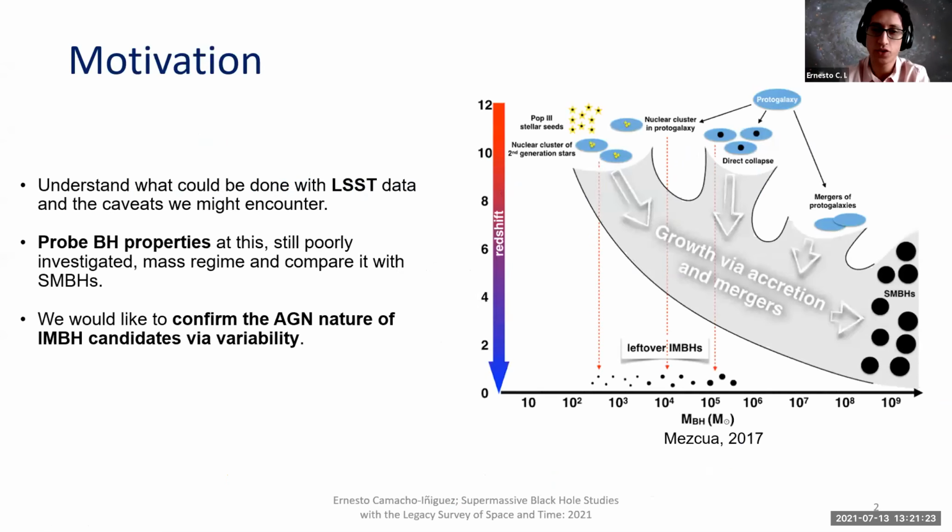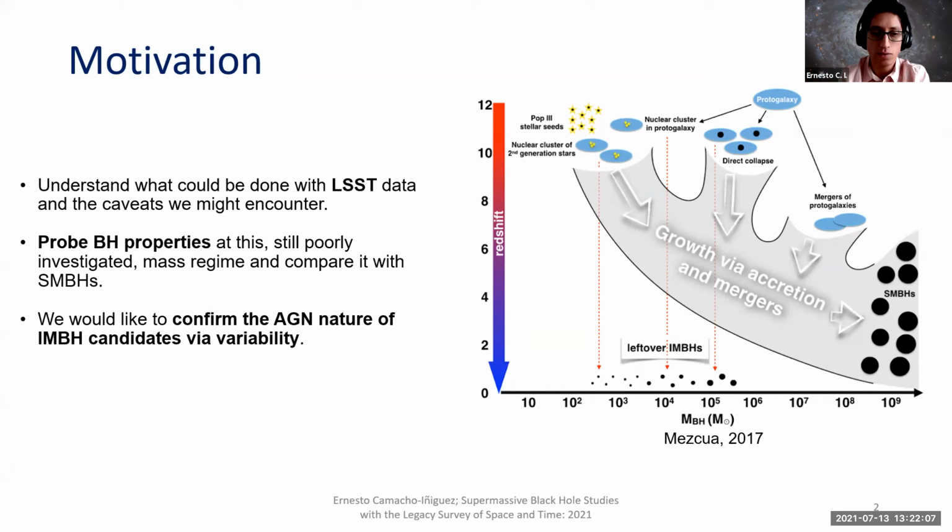So as a broad motivation, we would like to understand what is going to be possible to do, what could be done with the advent of LSST data. But as well, we want to understand the caveats that we might encounter in this interesting journey by exploring this mass regime that is still poorly investigated. Additionally, we would like to probe the black hole physical properties in order to, for instance, understand if the accretion mechanism is a constant for all black hole masses that we can see.